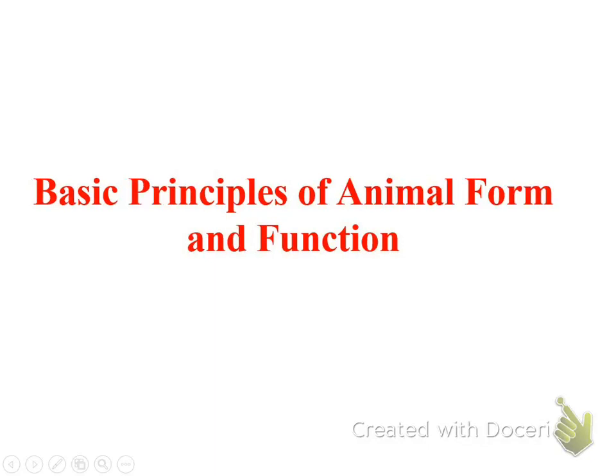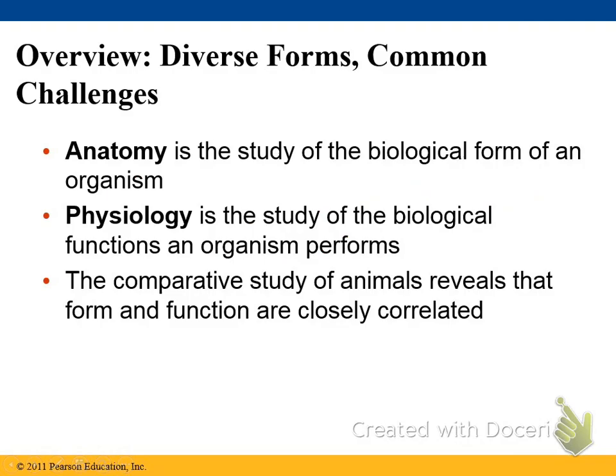Okay, so I'm doing chapter 40. It's basic principles of animal form and function. First, we're talking about anatomy, which is the study of the biological form of an organism. Physiology is the study of the biological functions an organism performs. The comparative study of animals reveals that form and function are closely correlated.